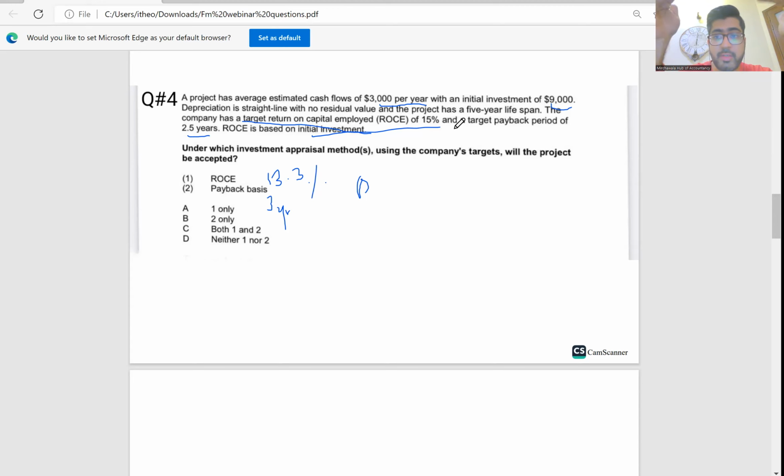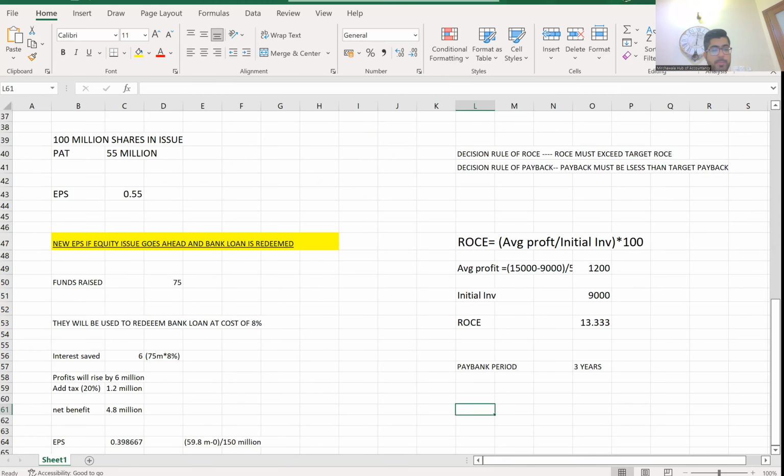So target ROS is 15. You are getting 13.3. Reject as per ROS. And target payback is 2.5 years. Your payback should be less than that, but it's more. Reject. So under which method will the project be accepted? Neither ROS nor payback. Correct answer is D. Okay. You can copy these if you want.